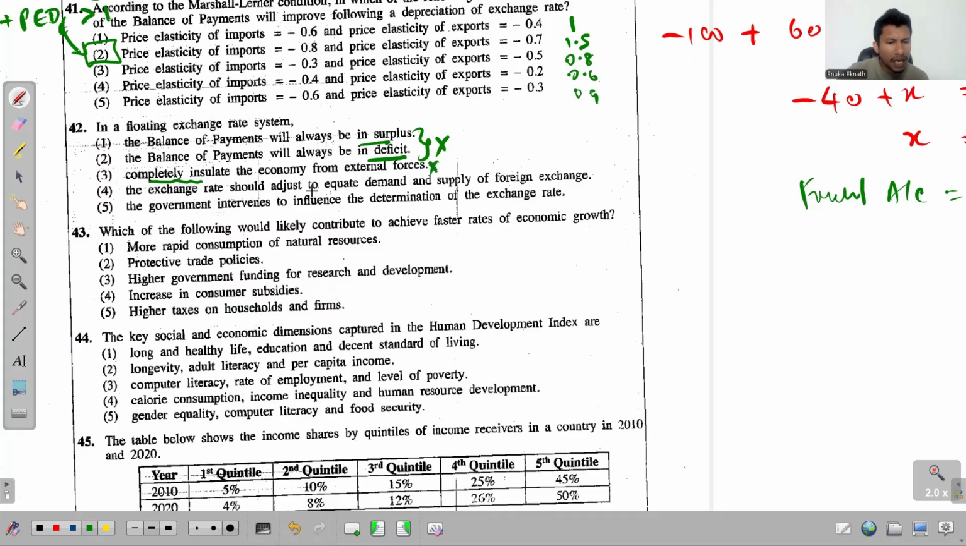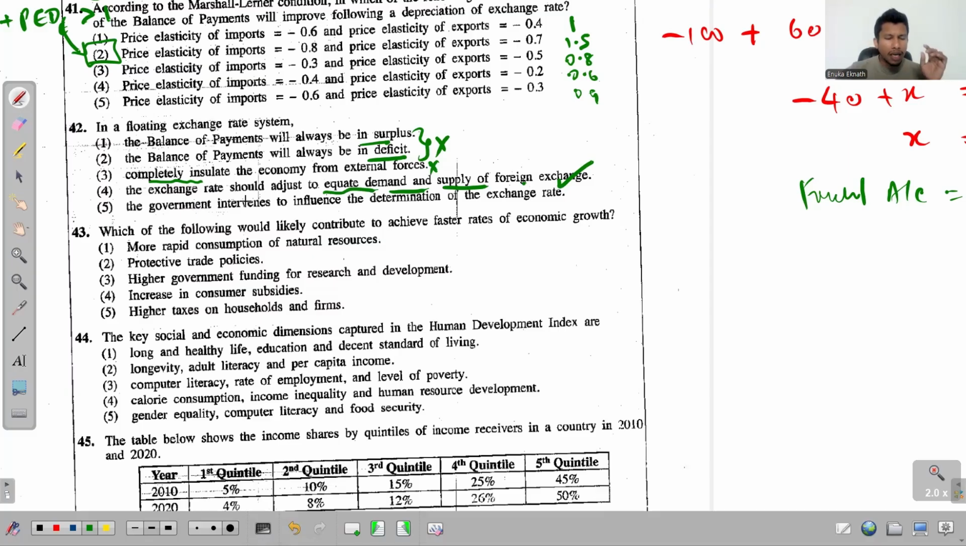The exchange rate should adjust to equate demand and supply of foreign exchange. See, that is what we mean by the floating exchange rate system. That is the system in which the exchange rate gets decided based on the foreign exchange demand and foreign exchange supply. So this is the answer for the question.